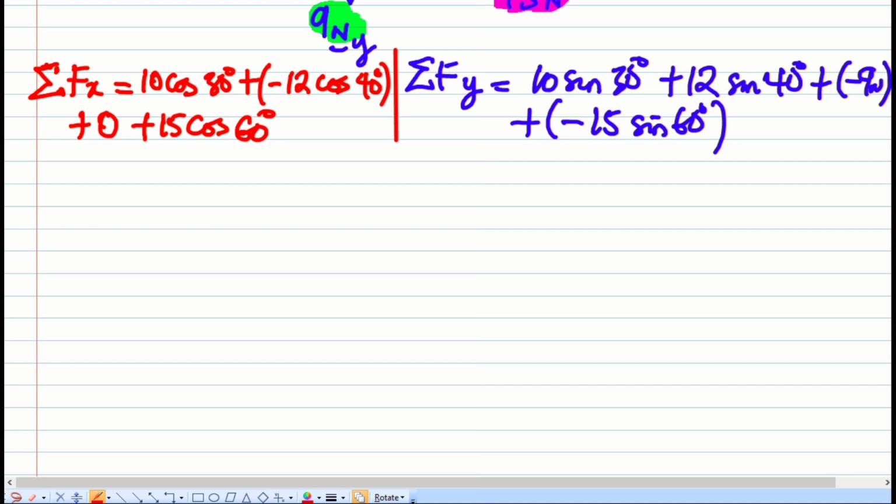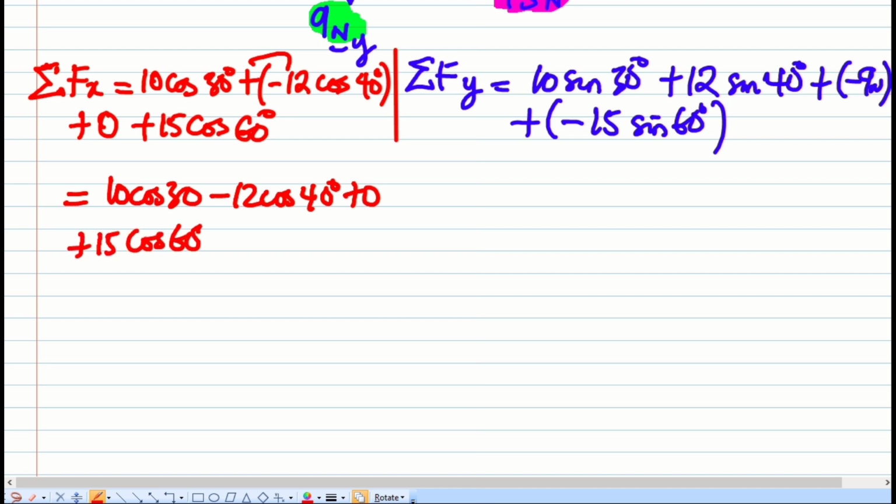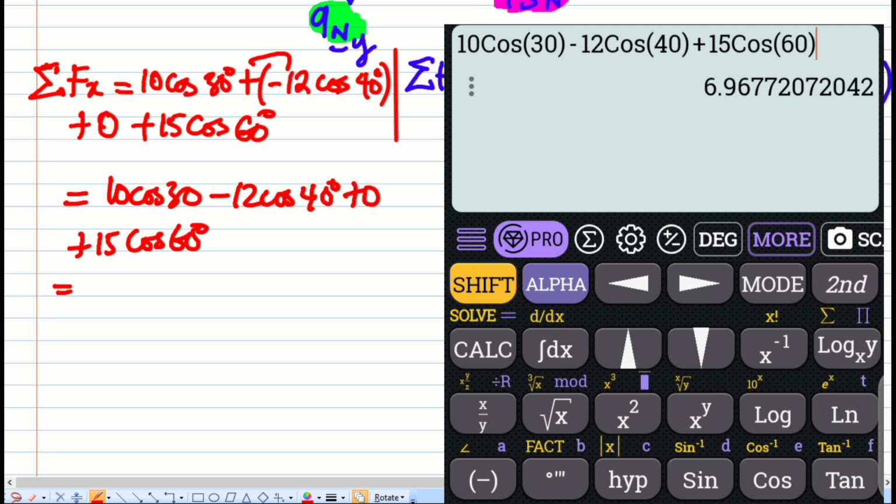For the horizontal, we have 10 cos 30. But let me just put it down. I have 10 cos 30, plus minus here is minus, so it's going to be minus 12 cos 40 degrees plus 0, then plus 15 cos 60 degrees. Alright, so I'm going to approximate to 2 decimals. So you see finally we have our answer as 6.97 to 2 dp, 6.97 Newton.